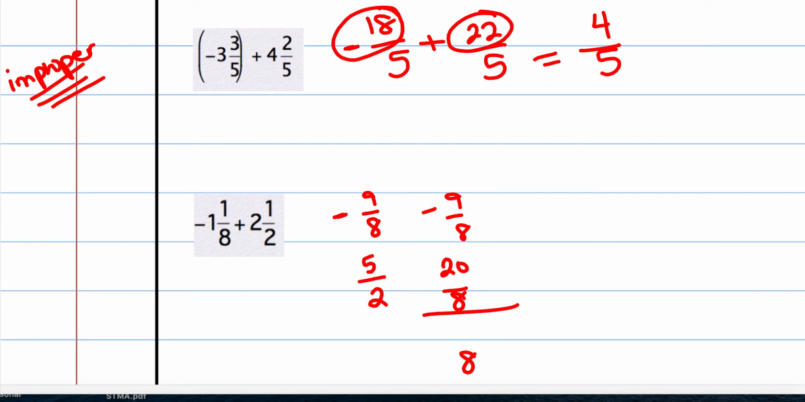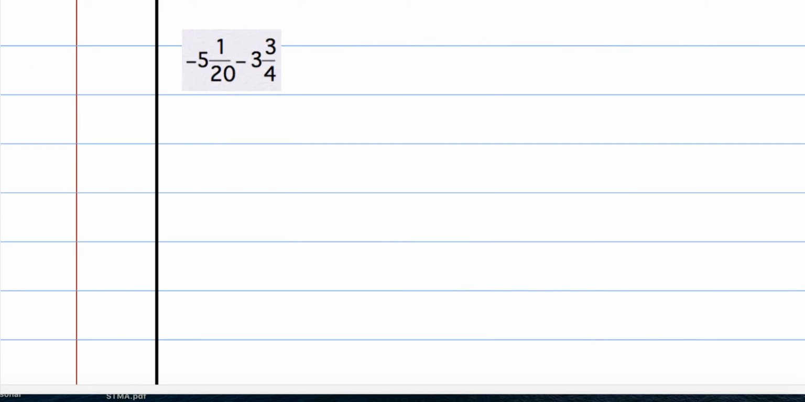I have a negative 9. And yes, I'm adding. This is a positive 20. So I would subtract, which 20 minus 9 is 11. And I must keep the sign of the higher number, which is the positive. So now let's turn this back. 8 goes into 11 once with 3/8 left over. Last one. Stop the video, give it a try, come back when you're done.